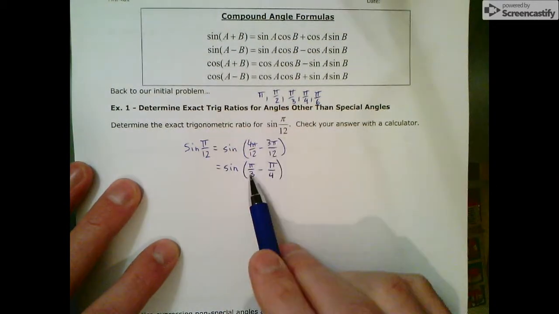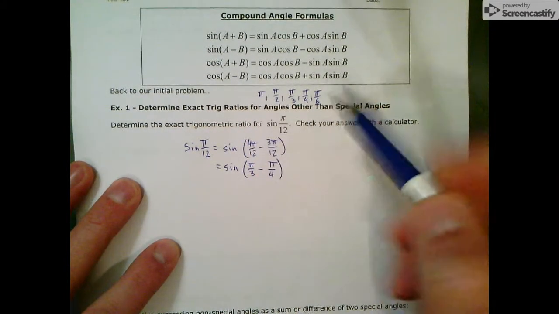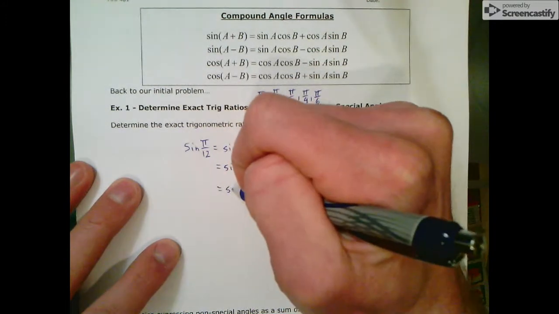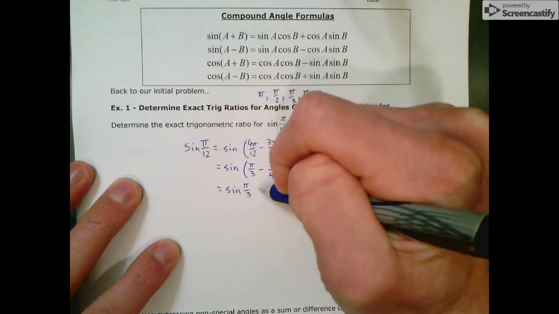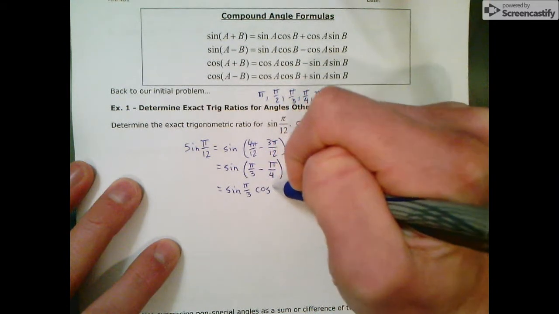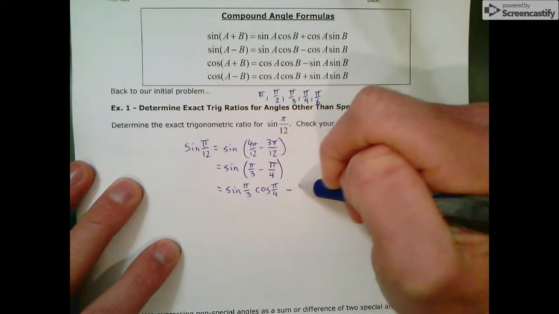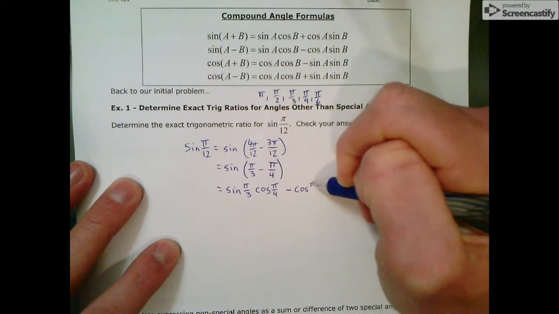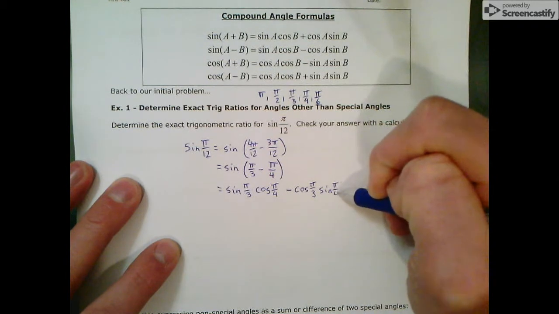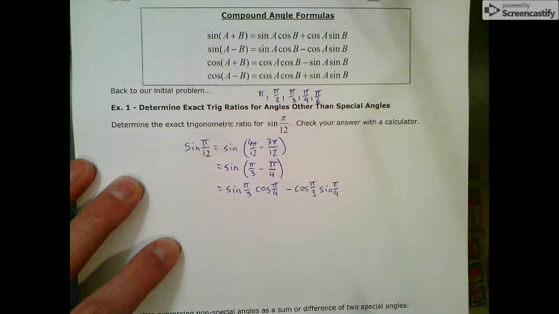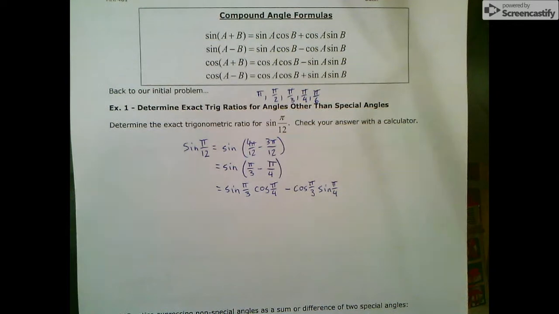So A in this case is pi over 3, B in this case is pi over 4. So this is the same thing as the sine of pi over 3 times the cos of pi over 4 minus the cos of pi over 3 times the sine of pi over 4. As to where these formulas all came from, feel free to watch the other video that I posted in this classroom post that talks about their derivation. I'm not going to go into it here.